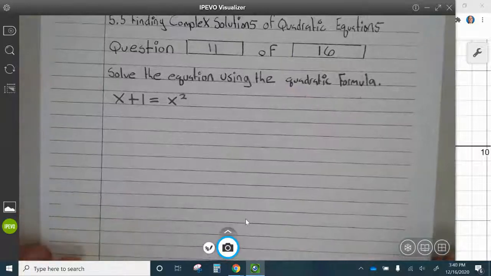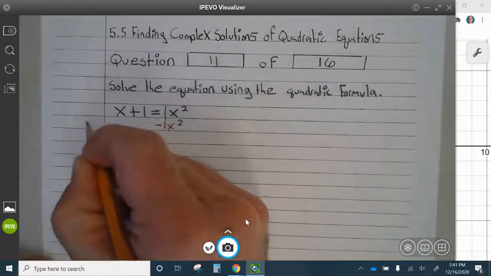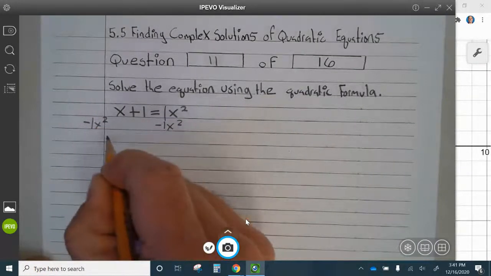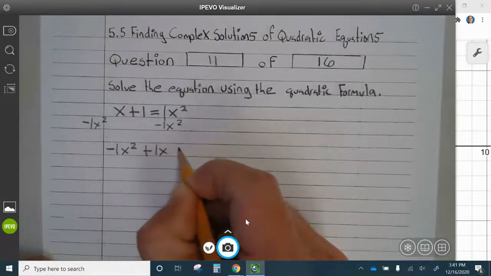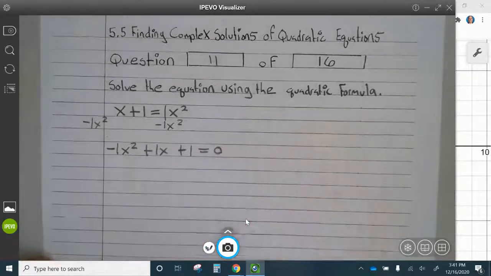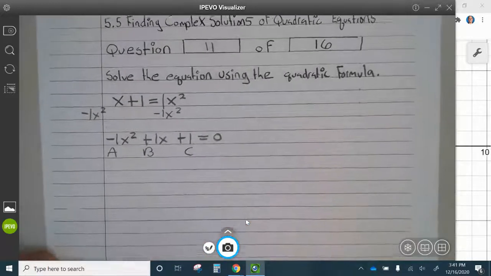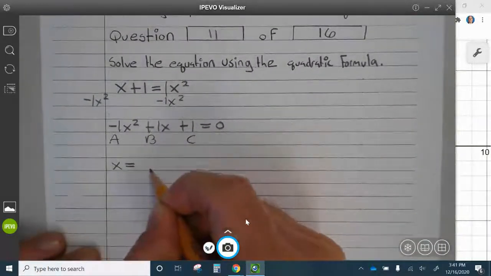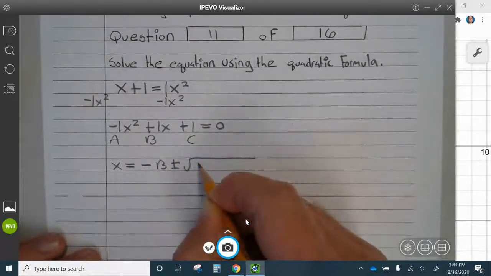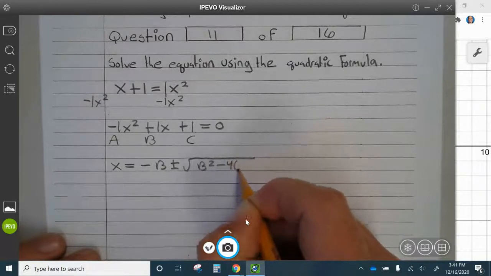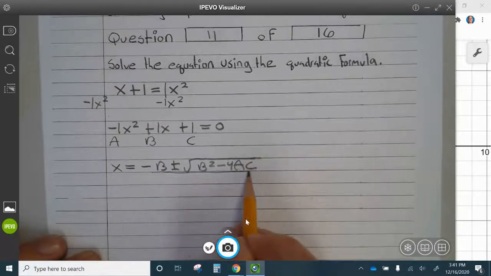Okay, solve the equation using the quadratic formula. We first need to subtract negative 1 squared from both sides. So that's negative 1x squared plus 1x plus 1 equals 0. This is your a value, this is your b value, this is your c value. Okay, so x equals negative b plus or minus the square root of b squared minus 4ac, divided by 2a.